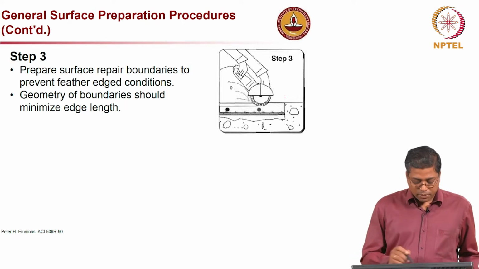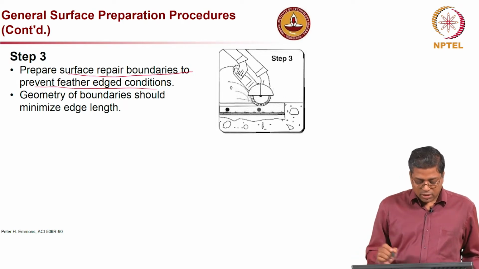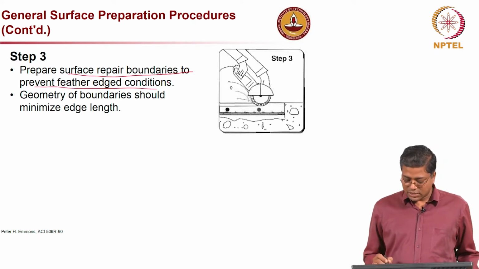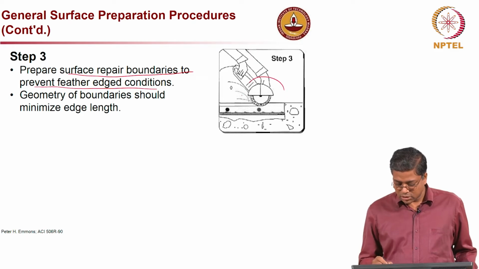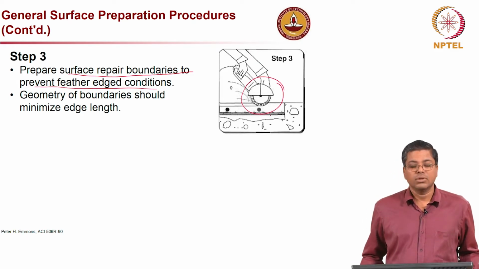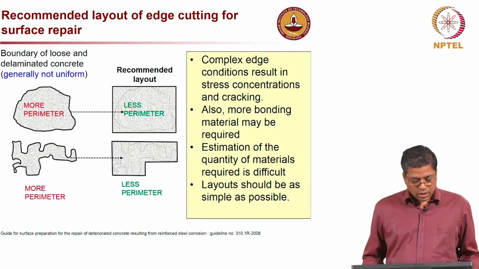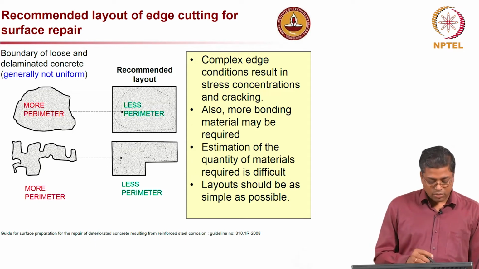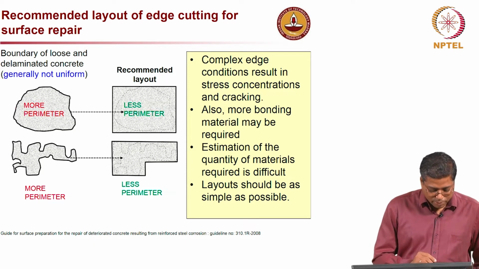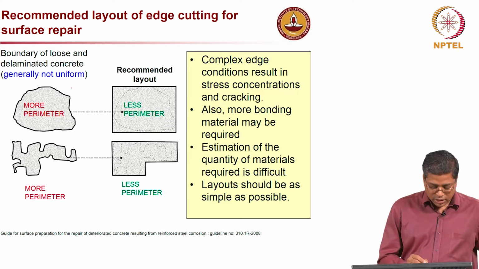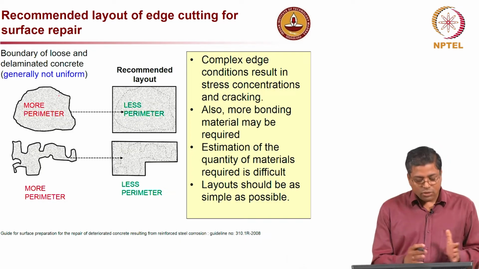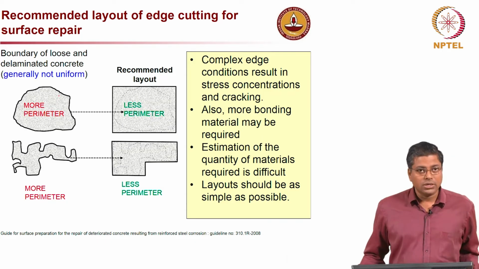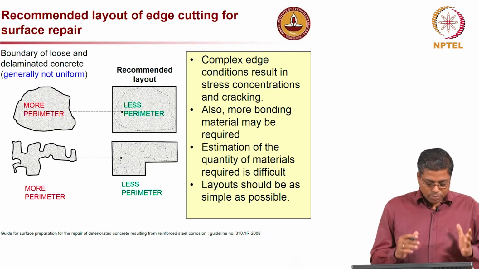Now, step 3 is to prepare the surface boundaries to prevent further edge conditions. The geometry of the boundary should minimize edge length. You can see here saw cuts are used to cut the region. Now, how do we define this boundary? Let us say you have a patch repair, but as you see on the left side, it is an irregular shape. Let us say the damaged area is irregular in shape.